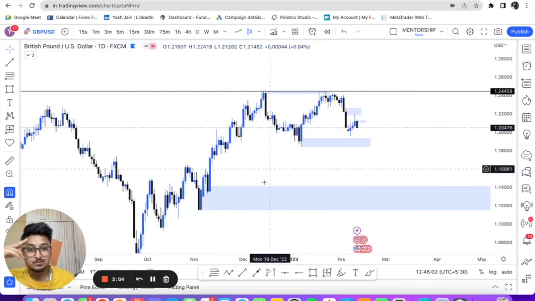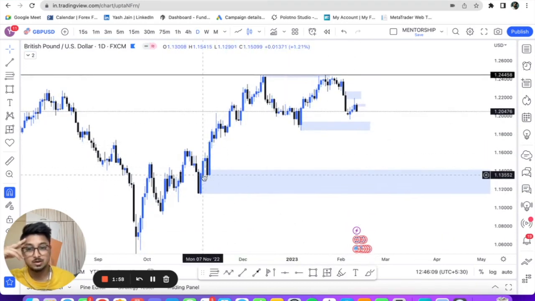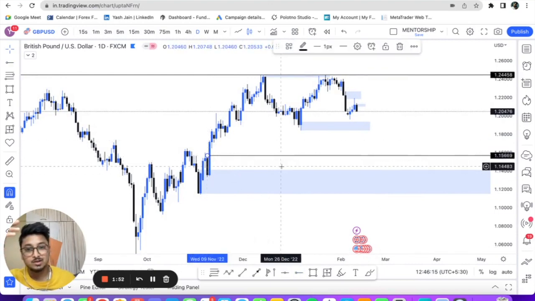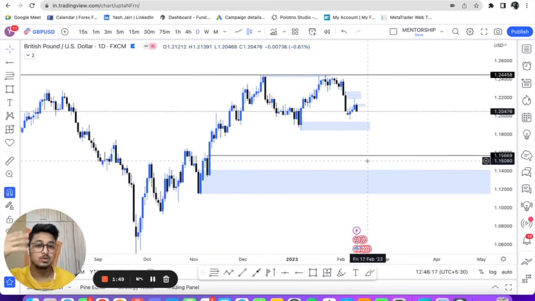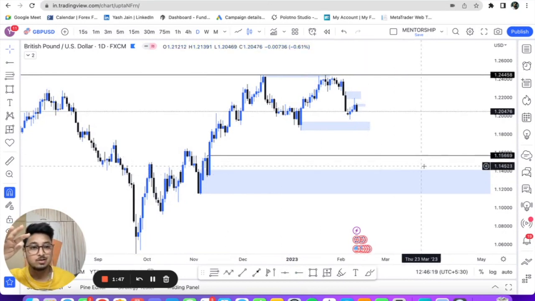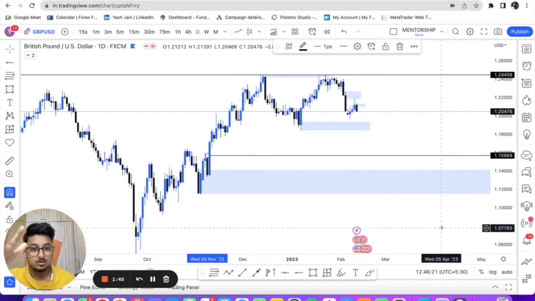Yep, let's wait. Still short on GBP USD. You can feel free to short until a major demand area, which is, I think, at least the first demand area, easiest target on a swing basis on a weekly, like at least upcoming next 2 or 3 weeks. We can expect price to reach this particular level.